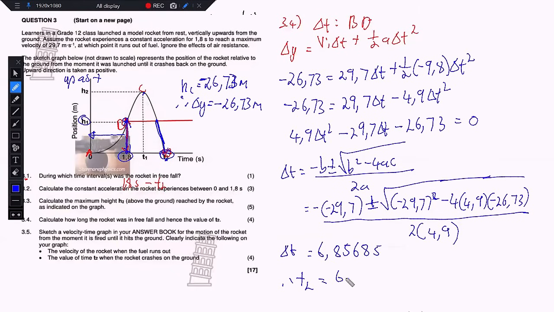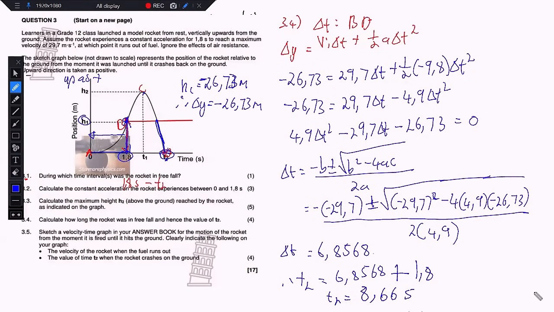To find the value of T2, we have to consider that this started here. So that means it's 6.8568 seconds plus 1.8. Now that's how we find the value of T2, because note that we did not start from 0, we started from 1.8 seconds. So we also need to add that in order to get the value of T2. So this becomes 8.66 seconds.